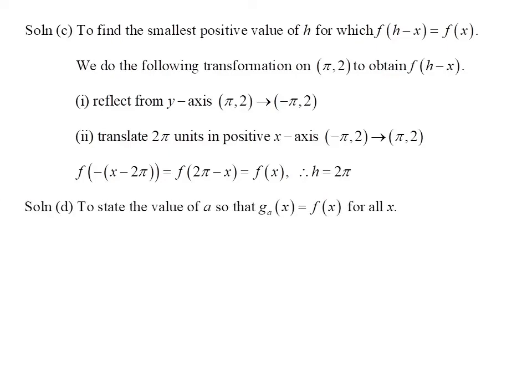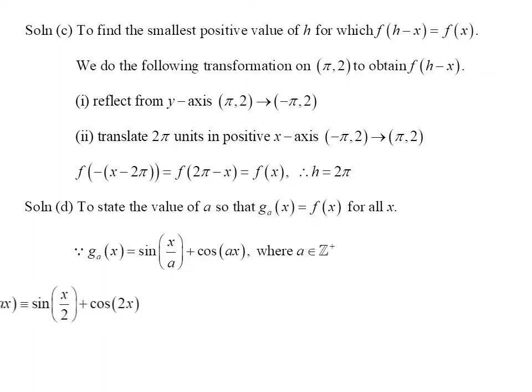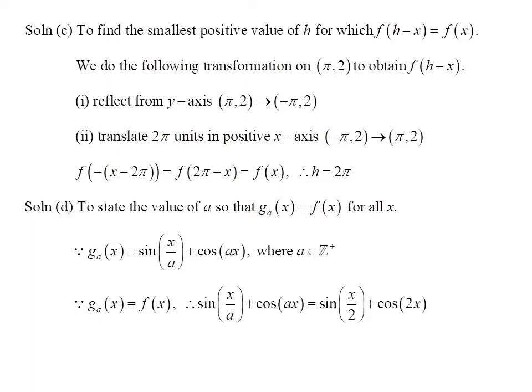Part D is to state the value of a so that g sub a of x equals f of x for all x. Since g sub a of x equals sine x over a plus cos ax, and it equals f of x for all x, it is quite obvious only when a equals 2. g sub a of x is exactly the same as f of x. Hence, we find a equals 2.